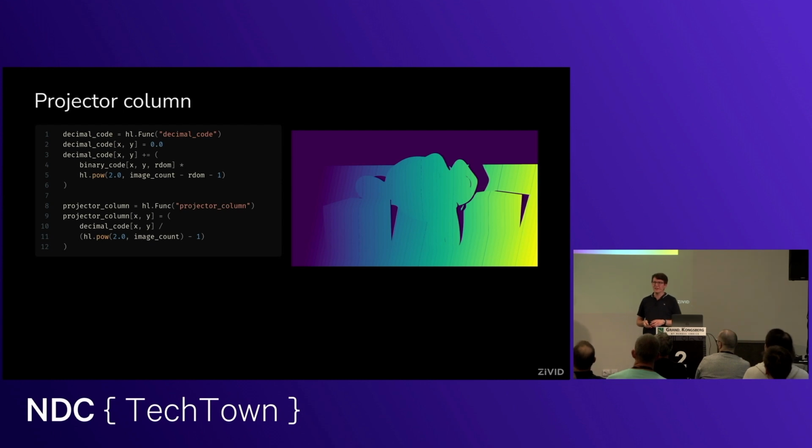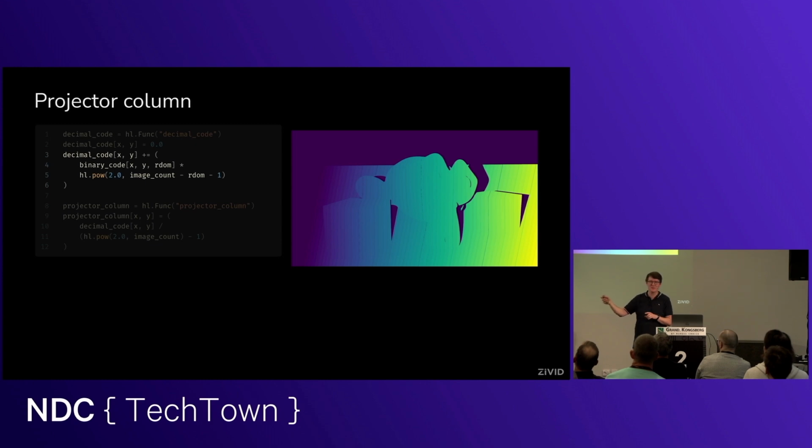And then finally, we can get the projector column. We get our decimal code with a similar reduction domain. We initialize it to 0, but this time we add to it the binary code times 2 to the image index. And I'm sorry, it's the image index reversed.